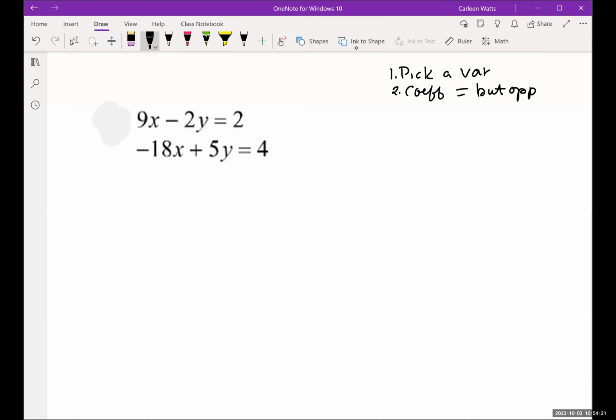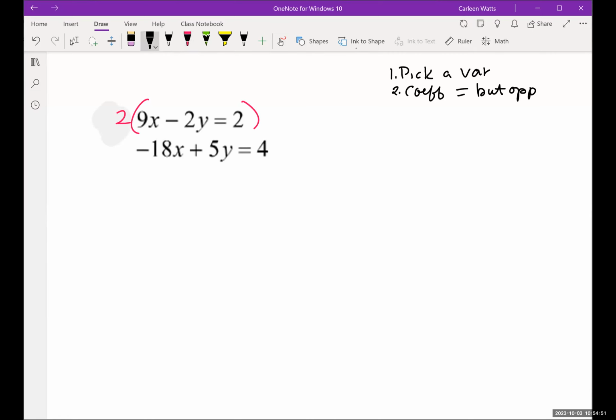Same, but opposite sign. So I really wish the coefficient of the x was +18. How can I make the x coefficient +18? All right. What were you gonna say? By -2. +2, right? Because I want same but opposite.